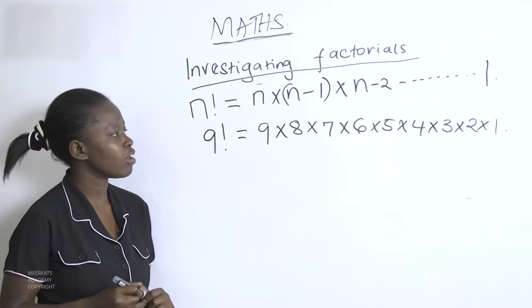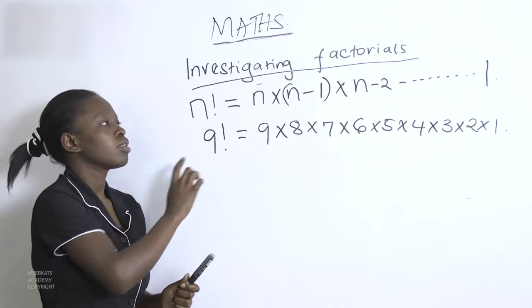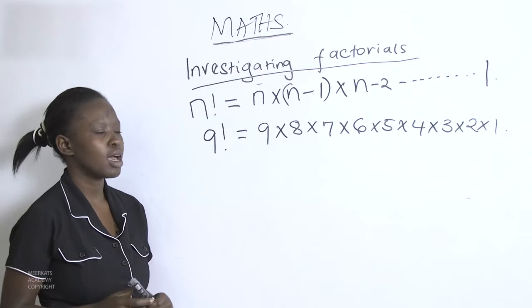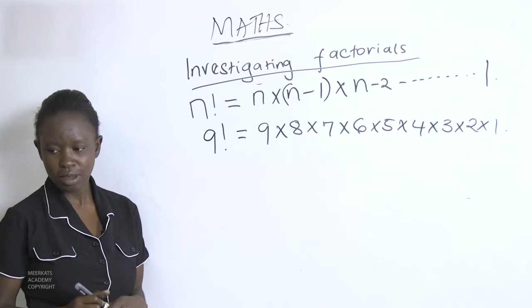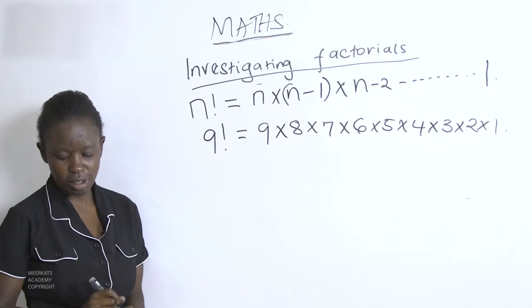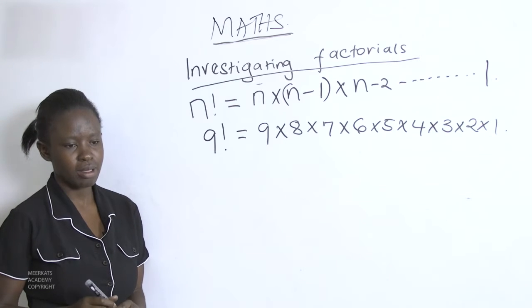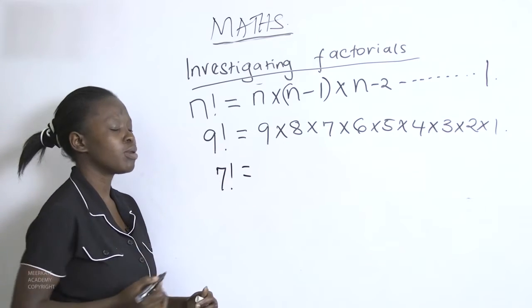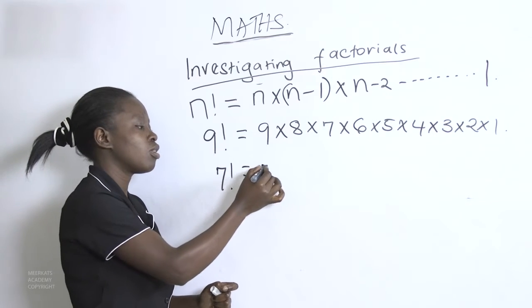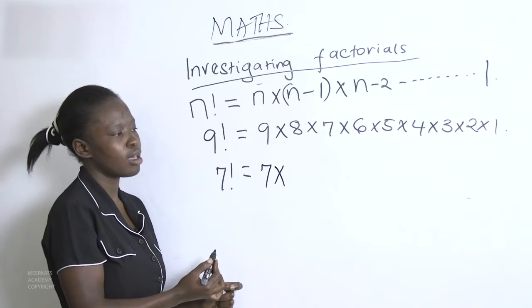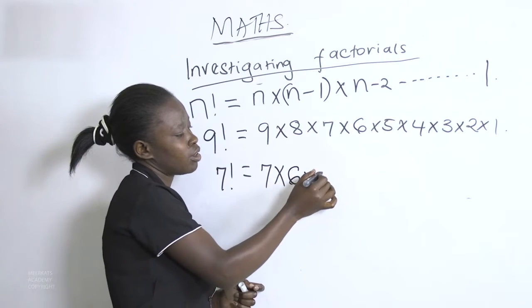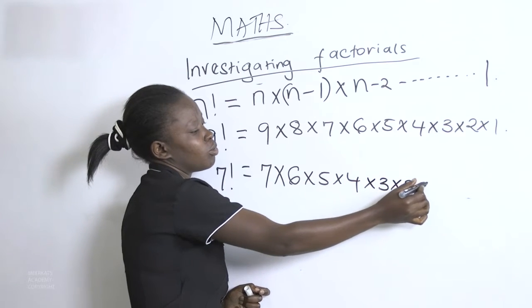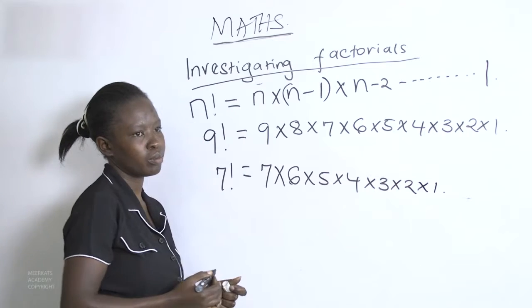So if you are given a number written in this form, such that you have a number and then the sign after the number, it simply means that that is the factorial of that given number. We simply multiply the number backwards. So if I have 7 factorial, then it means I'm starting from 7 all the way back to 1. So I'll have 7 times 6 times 5 times 4 times 3 times 2 times 1.